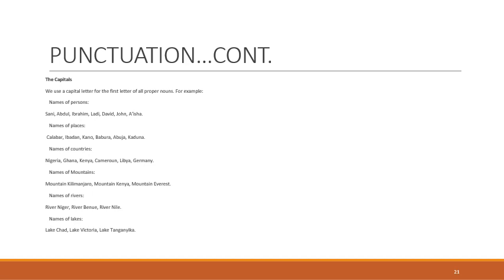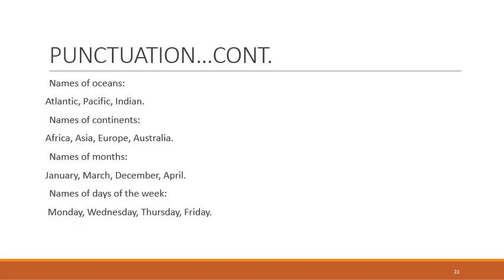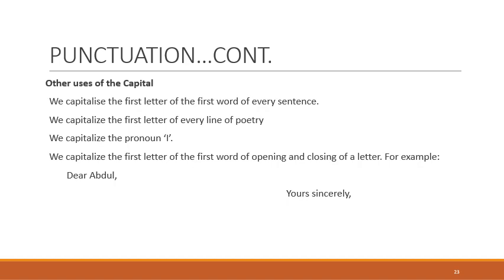We said we use a capital letter at the beginning of these words. The names of rivers like River Niger, River Benue, River Nile. We said also names of oceans, names of continents like Africa, Asia, Europe, Australia, names of months January, March, December, April, names of days of the week, Monday, Tuesday, Thursday, what have you. Other uses of capital letters include: we use a capital letter for the first word of every sentence. We capitalize the first letter of every line of poetry. We capitalize the pronoun I. We capitalize the first letter of the first word of the opening and closing of a letter. For example, Dear Abdul, Yours sincerely.